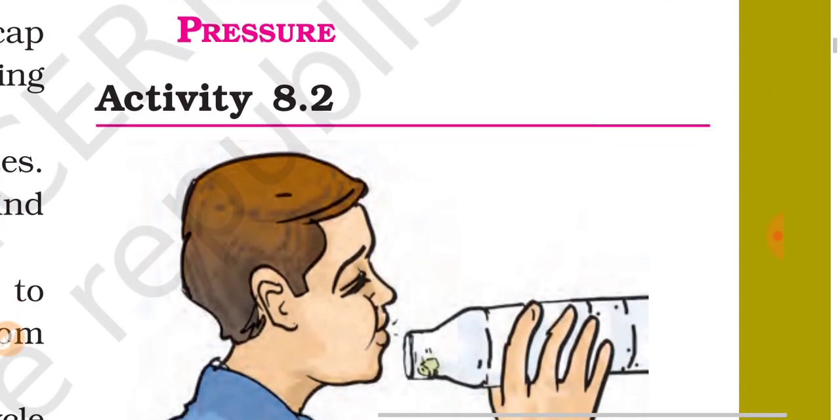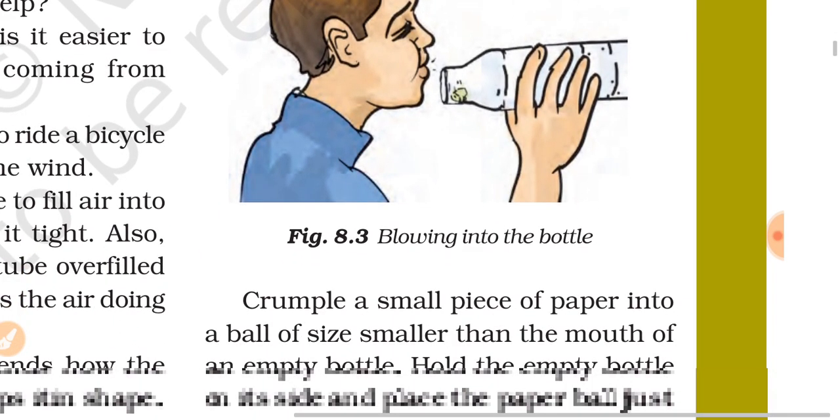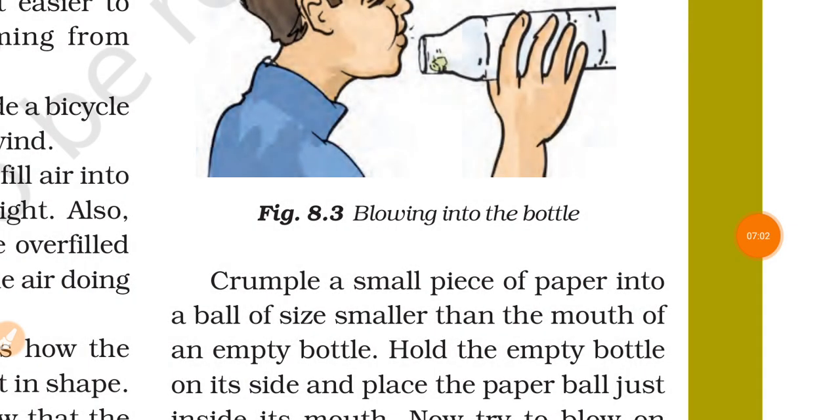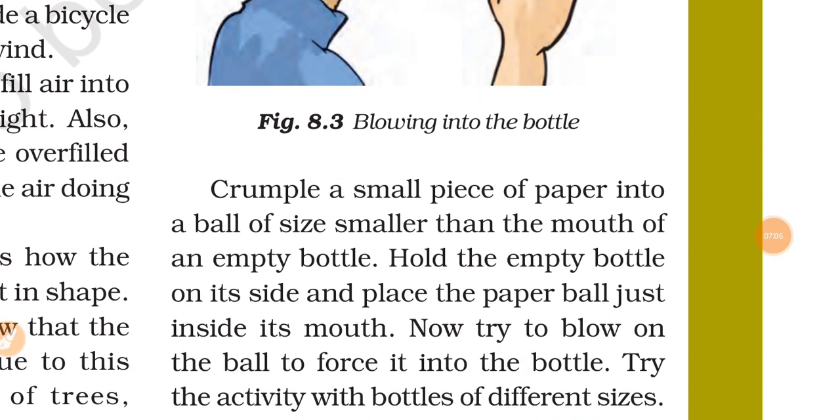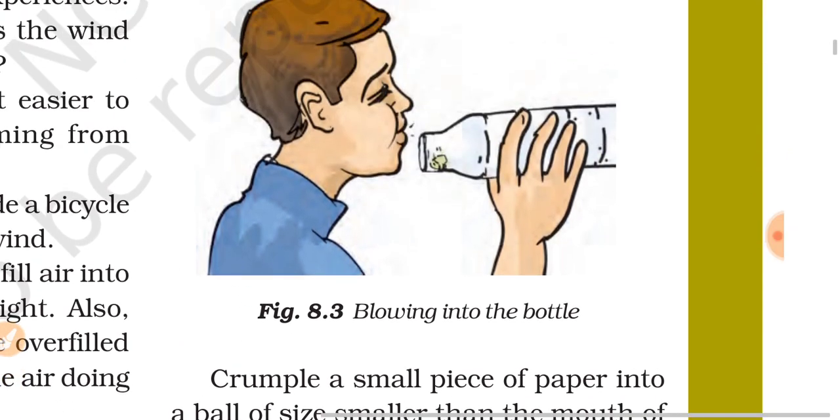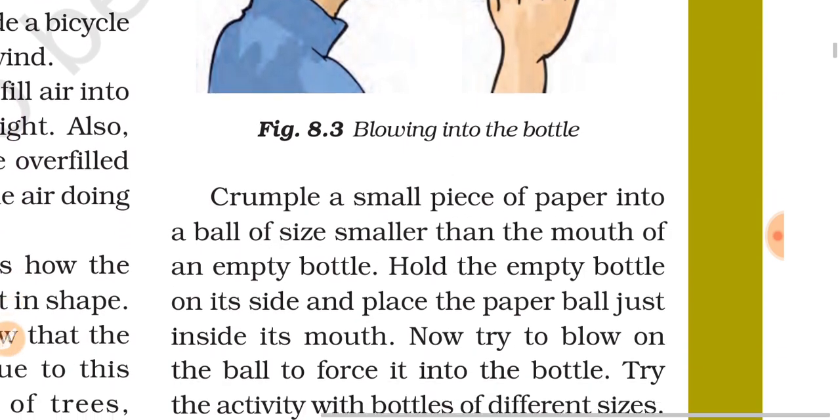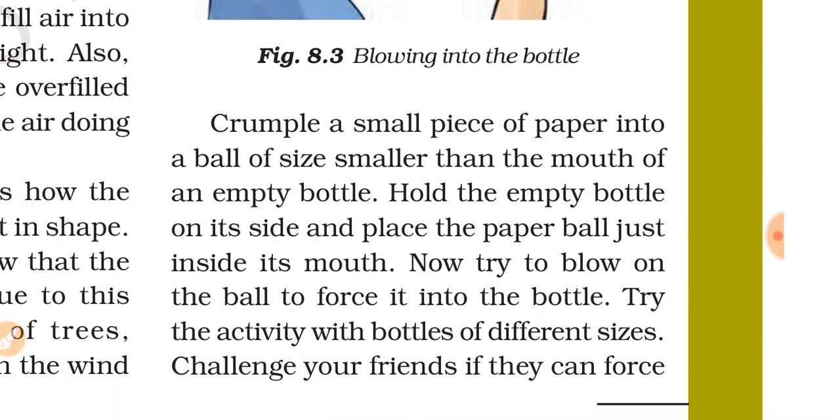Okay, for this you have to do an activity. Crumple a small piece of paper into a ball of size smaller than the mouth of an empty bottle. You can see in the figure also. Hold the empty bottle on its side and place the paper ball just inside its mouth. Now try to blow on the ball to force it into the bottle.